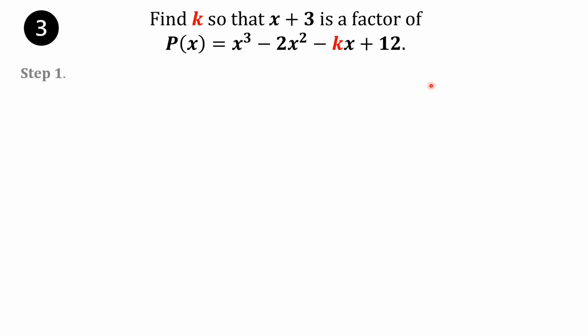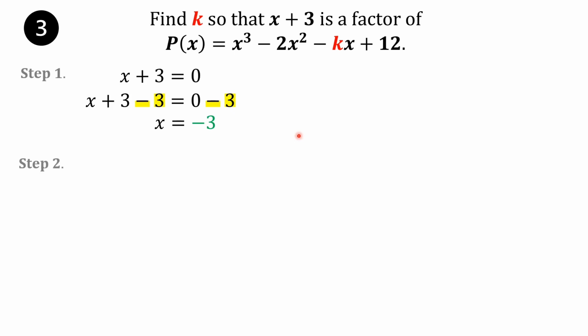So let's go to step 1. Extracting the value of x from the divisor. x plus 3 is equal to 0. Subtracting 3 to both sides. That gives us x is equal to negative 3. Step 2. Copying the dividend p of x. Substituting negative 3 to all x in the dividend.